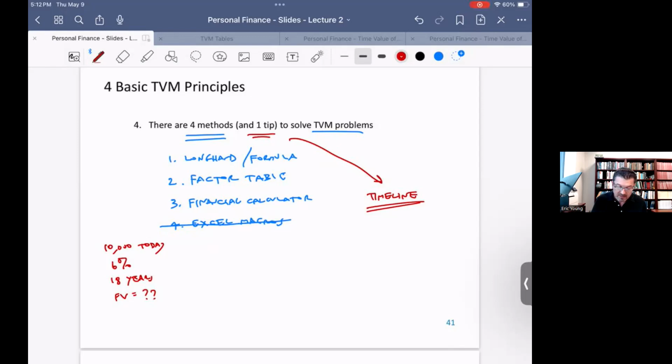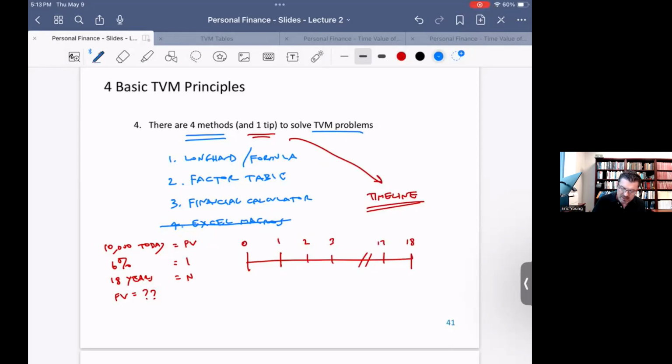First thing, notice that the 10,000 today, that's the present value. The 6%, that's the I. The 18 years, that's the N. The missing variable, the one that we're searching for, is future value. So you might get overwhelmed. Just slow it down. You draw it like this. Draw yourself a timeline. Today is always 0. And you're going to have 1 year, 2 years, 3 years, all the way to 17 and 18 years.